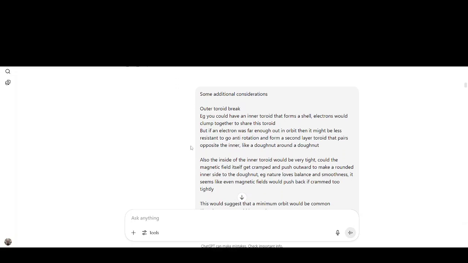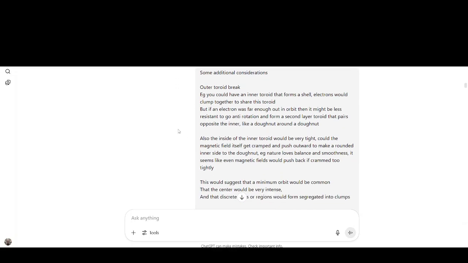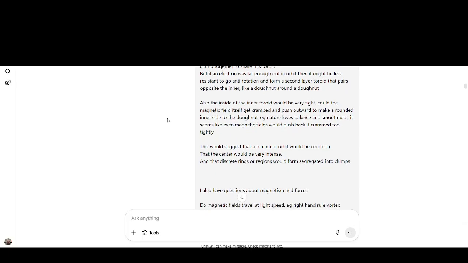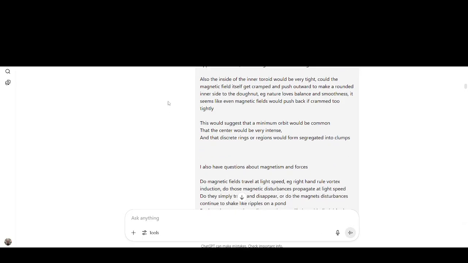Okie doke. Part 2. Some additional considerations. Outer toroid break, e.g., you could have an inner toroid that formed the shell. Electrons would clump together to share this toroid. But if an electron was far enough out in orbit, then it might be less resistant to go anti-rotation and form a second layer toroid that pairs opposite the inner, like a donut around a donut.